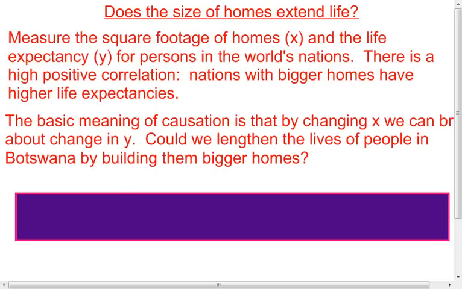So here's kind of a little situation that I want you to think about. If you measure the square footage of homes and the life expectancy in different nations in the world. So you measure the size of their homes and then you look at how long people live in those different countries. There's definitely a high positive correlation. Typically, nations that have bigger homes have higher life expectancies. That kind of makes sense.